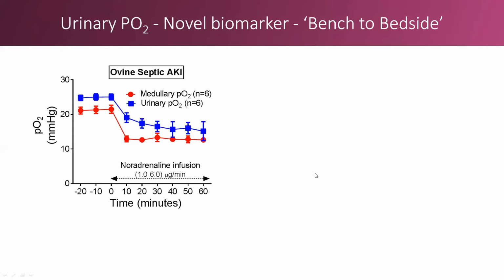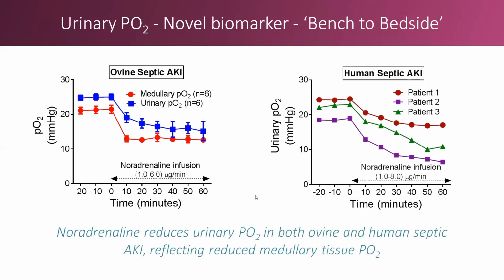We have now translated our findings to the clinic at Austin Health in Melbourne, where we are testing bladder urinary oxygenation in patients with sepsis and acute kidney injury. And excitingly, in the 3 patients that I have analyzed here, we see that the level of urinary hypoxia in human septic AKI is very similar to the level of urinary hypoxia we see in bovine septic AKI. And even more excitingly, following infusion or resuscitation with noradrenaline, these patients also show a further reduction in urinary oxygen levels, which we now know reflects reductions in medullary tissue oxygen levels.